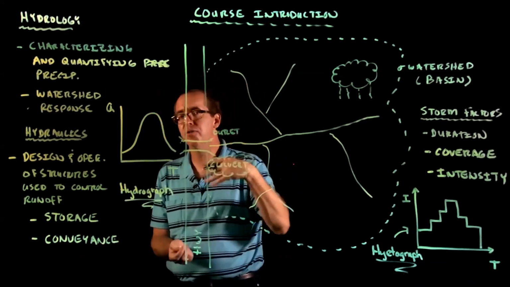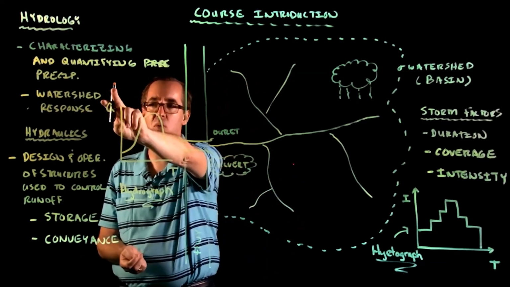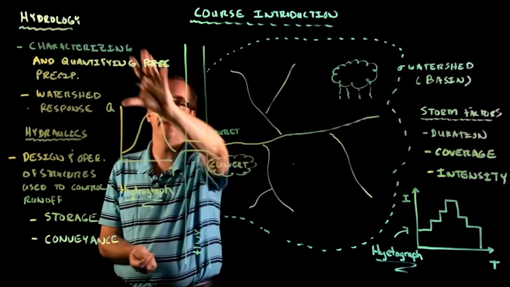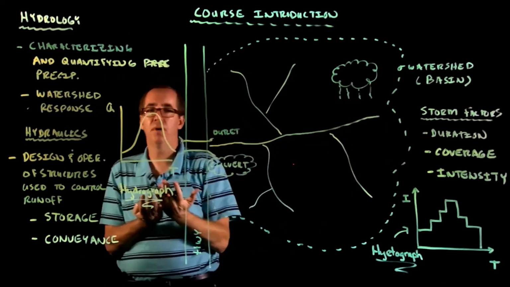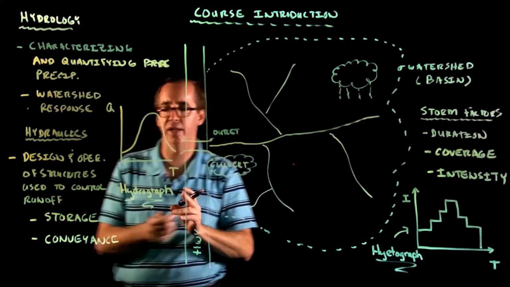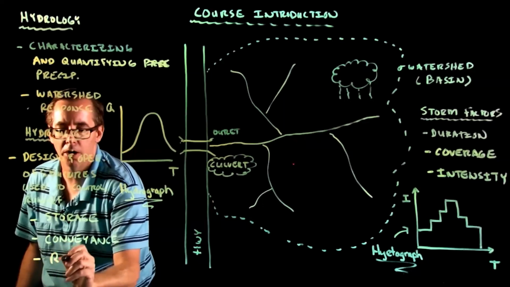The hydrology part is used to tell us how much water we expect to get based on the watershed response and based on the characteristics of the storm itself. The hydraulics part is how we design structures that can either store water or convey water. Sometimes we want to regulate water.